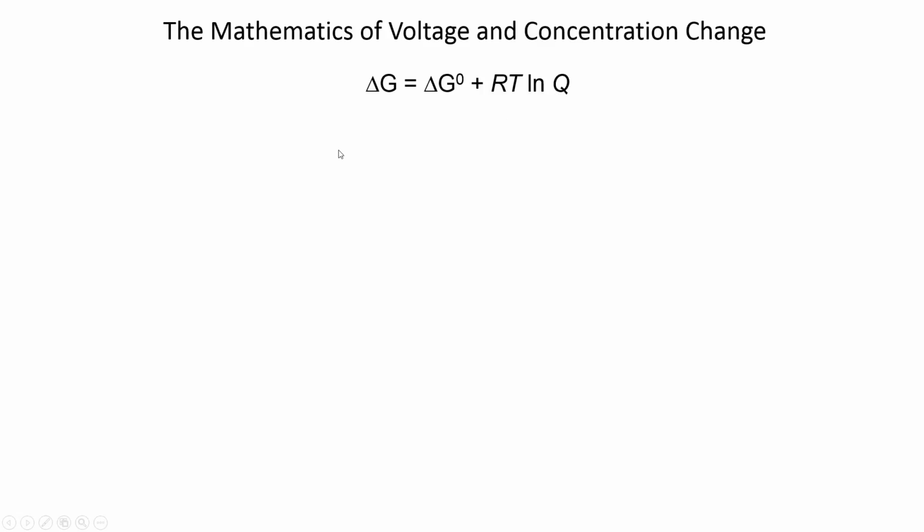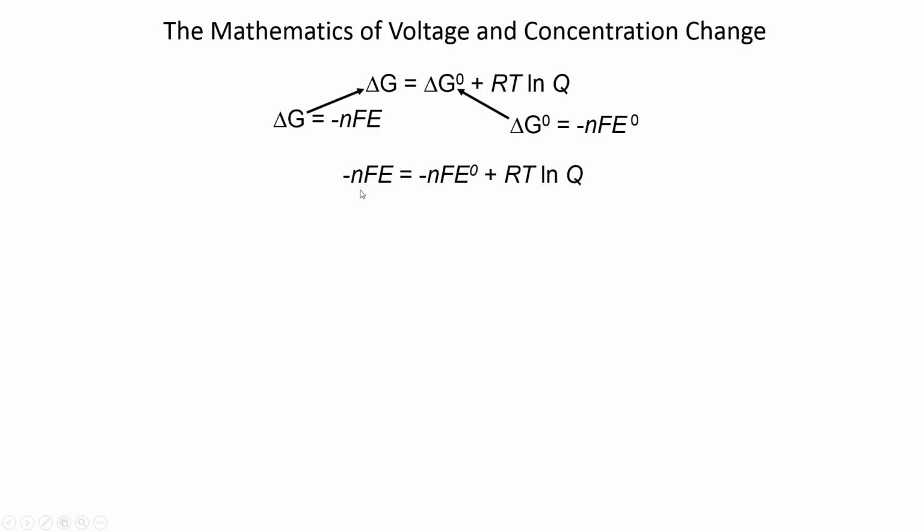Well, we know that Gibbs energy is related to the cell potential E, and what we want to do is just substitute in minus nFE for delta G non-standard and minus nFE standard for delta G standard. Doing that gives us a relationship. This relationship can be cleaned up by dividing both sides by minus nF, where n is the number of moles of electrons transferred and F is Faraday's constant.